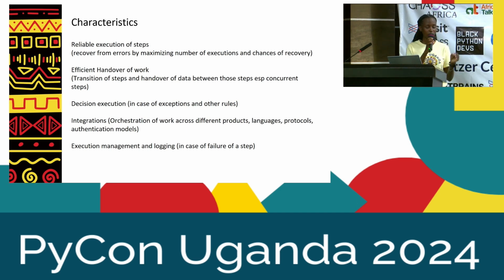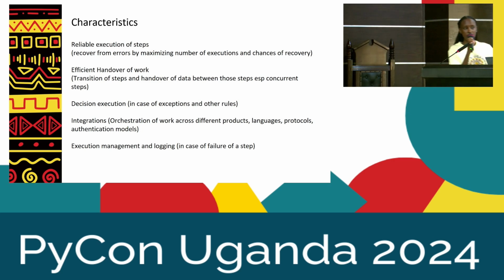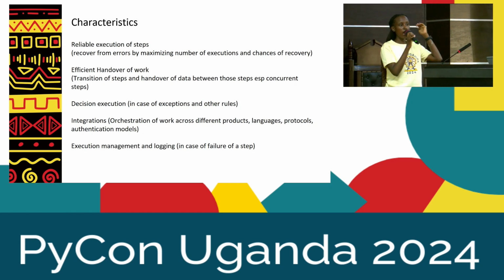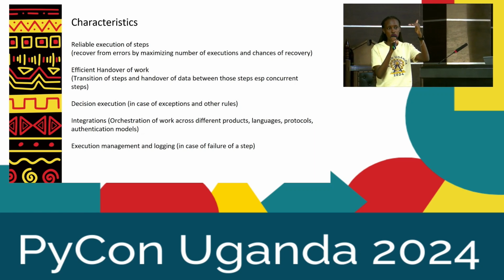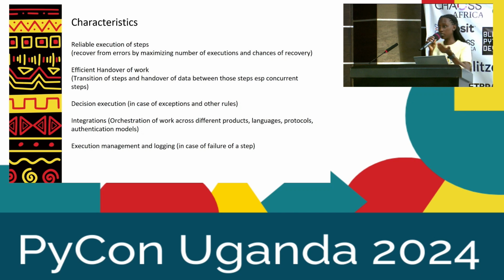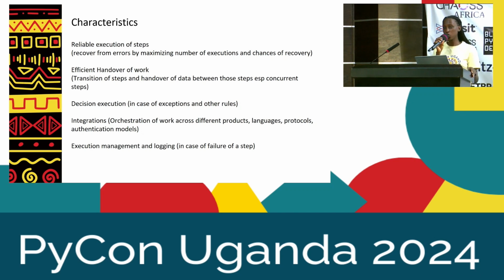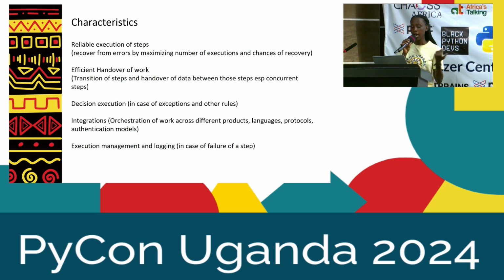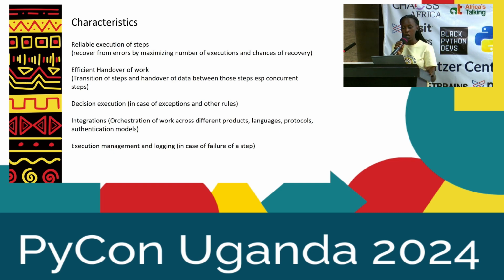And then there is decision execution. As we have seen, we have some applications where a decision has to be made, and it's not supposed to follow the stipulated workflow. So your workflow is 1, 2, 3, 4, 5, but there is a decision that should be made for the logic to go from 1 to 5 directly. This is enabled in this workflow. And then you have integrations with other APIs and other authentication models, as we will see, and then execution management and logging.